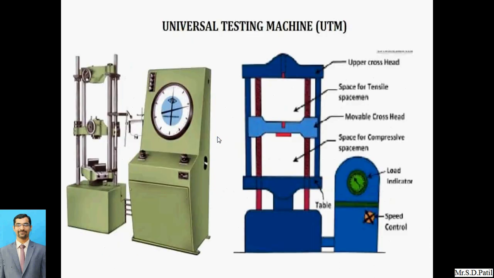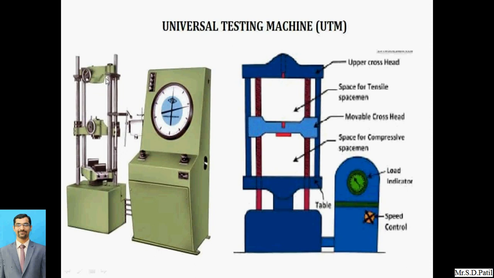So this is the diagram of a universal testing machine, and this is the realistic machine. In the next slide, we will see a video of how exactly the testing is carried out. Before that, I just want to explain some of the nomenclature of this machine. This is the upper head, shown here, called the upper crosshead. This is the space for the tensile specimen. In this real diagram, this will be the space to mount the tensile test specimen.